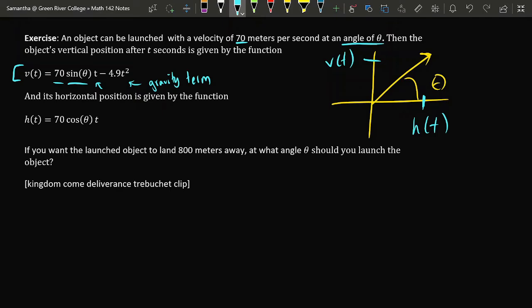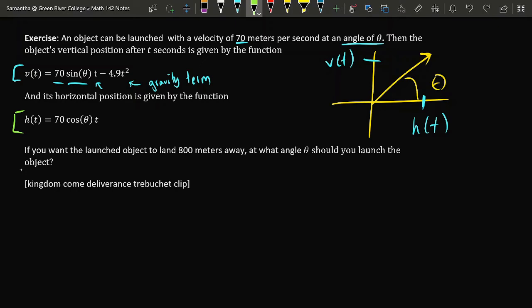The formula for the object's horizontal position, t seconds after it was launched, is given by this formula: h of t equals 70 cosine of theta multiplied by t. So it's a little bit simpler. Just take the speed, multiply it by cosine of the launch angle, and multiply it by t.